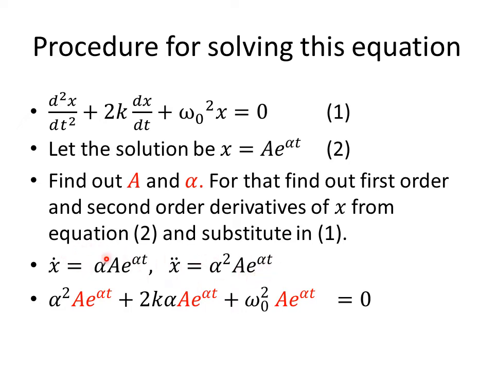So we will use these values of dx by dt and d square x by dt square and put them in equation 1. We get alpha square a e raised to alpha t plus 2k alpha a e raised to alpha t plus omega 0 square a e raised to alpha t equal to 0. I have written the common term which appears in all three terms, a e raised to alpha t. Since the right hand side is 0, you can delete these common terms and you will be left with alpha square plus 2k alpha plus omega 0 square equal to 0.